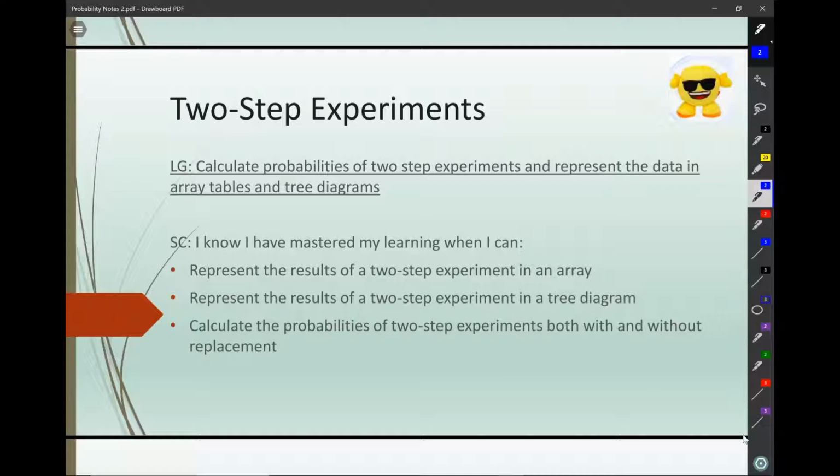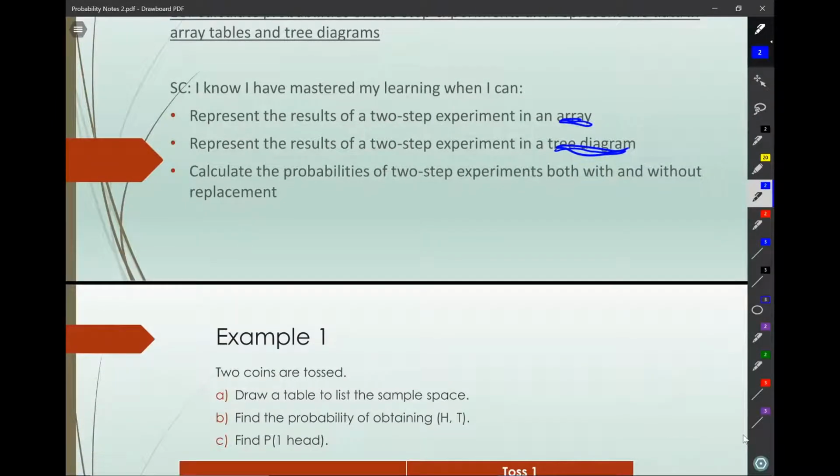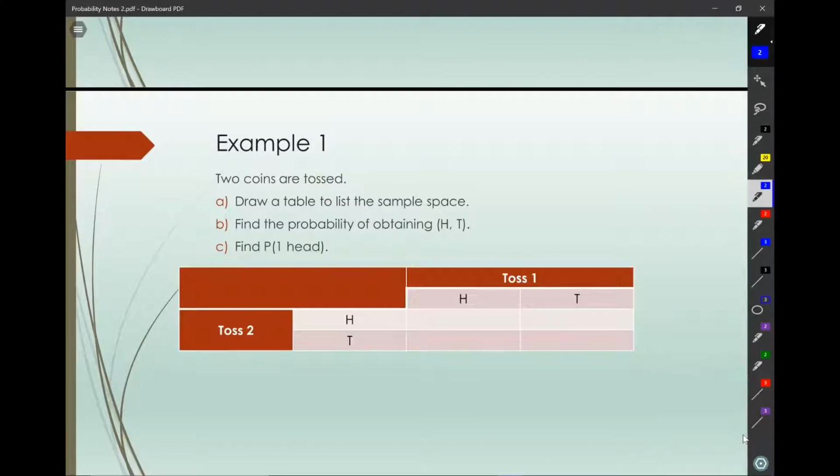And again, we're going to be looking at some different ways of representing this probability data as well. That's going to be arrays and tree diagrams. And I think a good way to learn about arrays and tree diagrams is just to work with them in some examples. So this is an example of an array when we're tossing a coin twice, or it says tossing two coins.